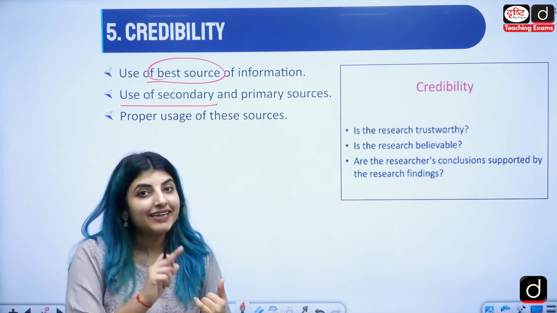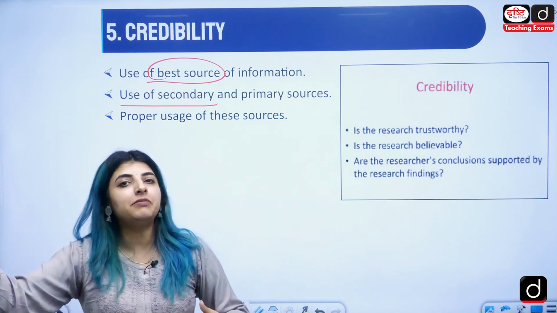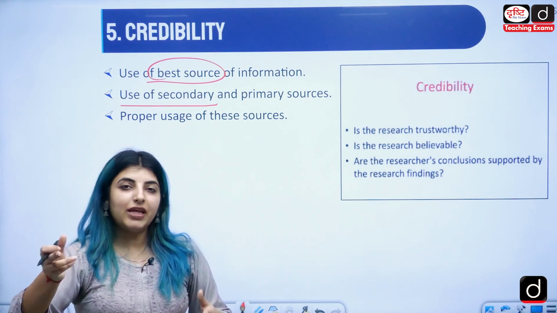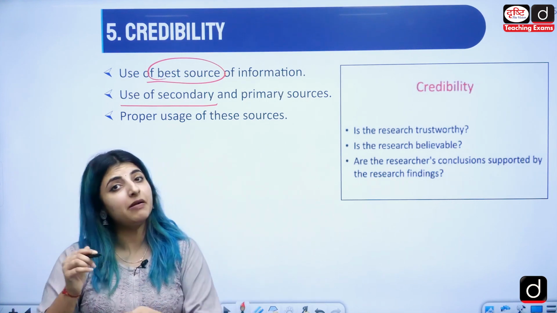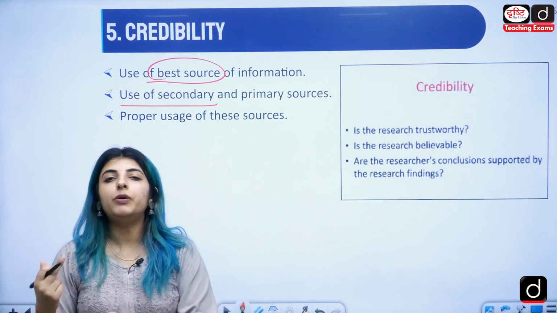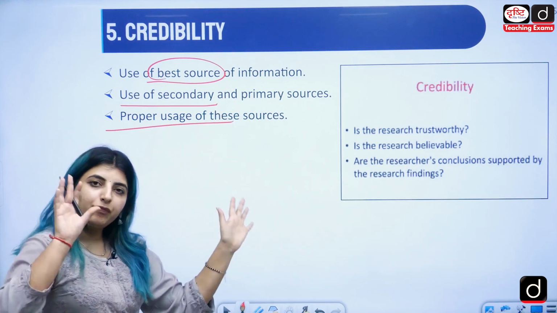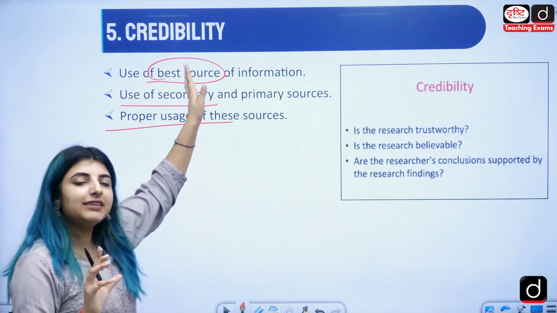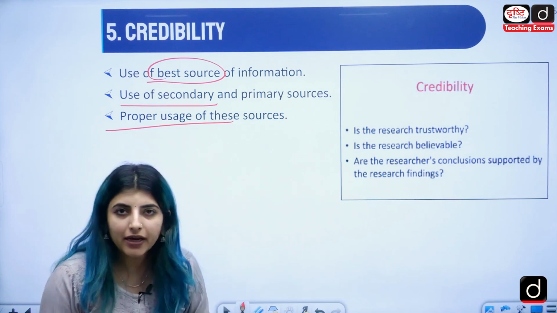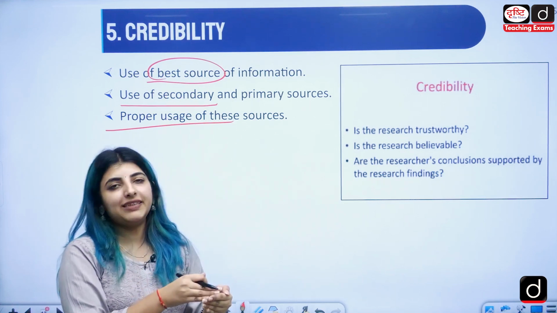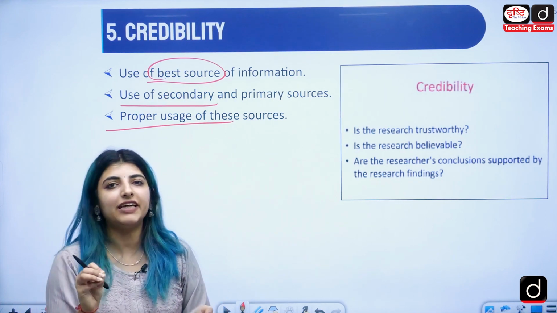Secondary sources are second-hand sources. Let's just say if I'm reading a novel, it has been written by a particular author. So that's a secondary source because I'm referring to that book. But if I'm writing a book, right, that would be a primary source. Correct? Proper usage of these primary and secondary sources comes under credibility, because you should know that whatever you are reading, whatever you are citing in your research paper is the one which is authentic in its nature.